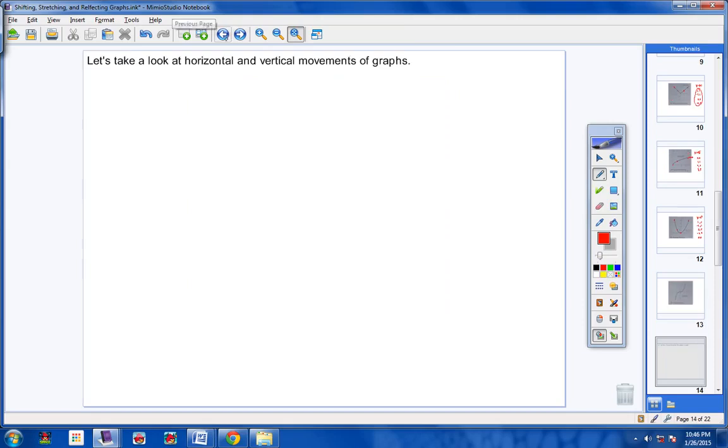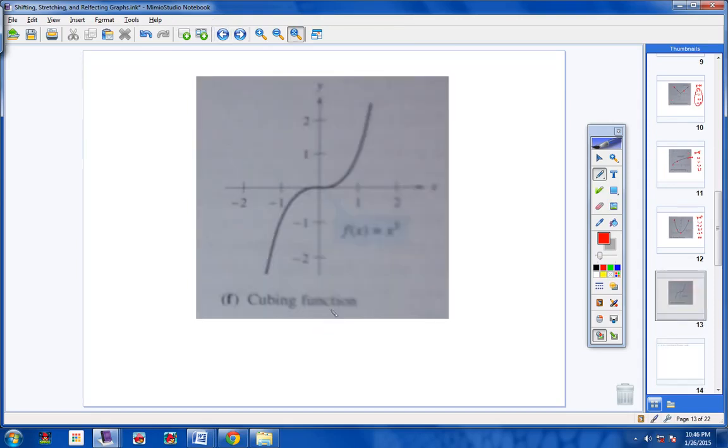I think this is the last one. Yes. Okay, this is called the cubing function. That's kind of a weird name. This is an x cubed. Let me go ahead and make that. Well, actually, you can see this in your book, but it's f of x equals x cubed. Really, that's called a cubic function is what we call that. A cubic function. You should have learned that in Algebra 2.